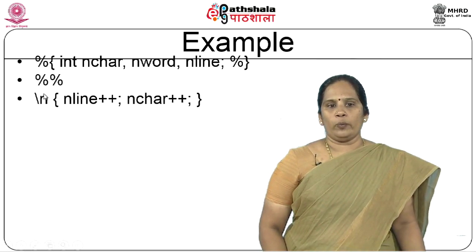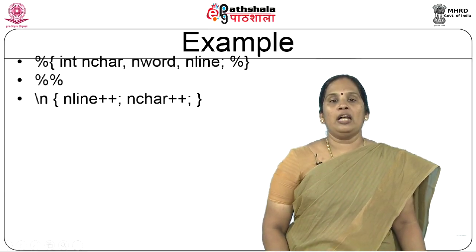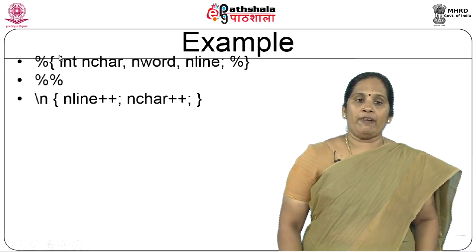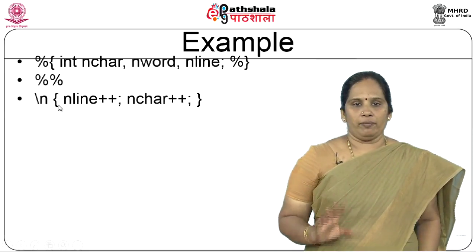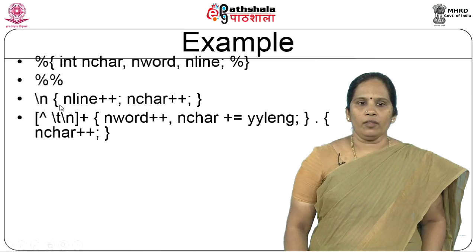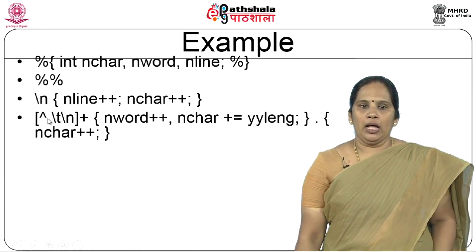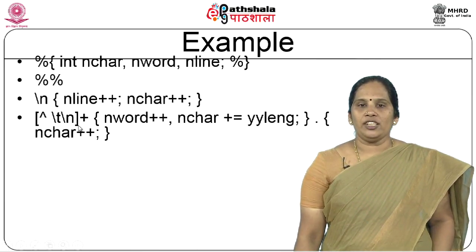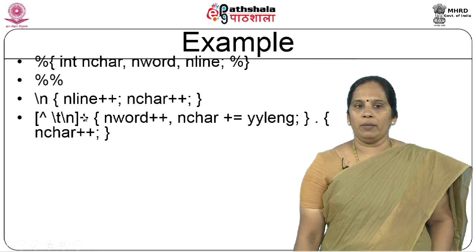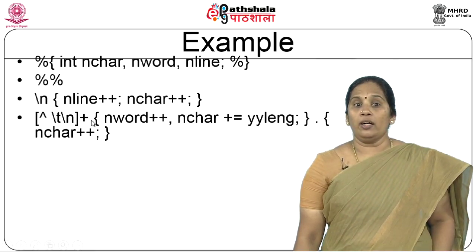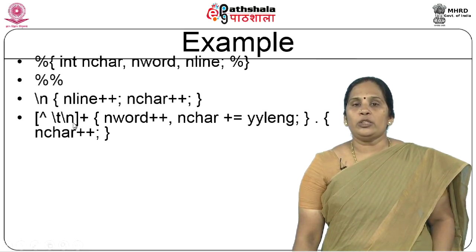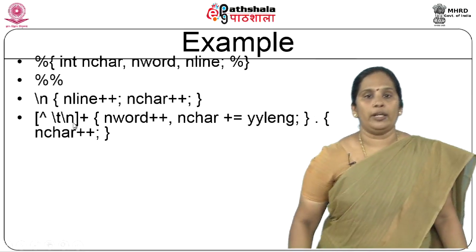Okay, a space alone is required. When I have a pattern here and an action here, separating the pattern and the action, I have to give a space. Okay. And what does this do? It is [^ \t\n]+. This is my word pattern. I know \t and \n are my word separators. If I encounter that, it means what? I have crossed one word.